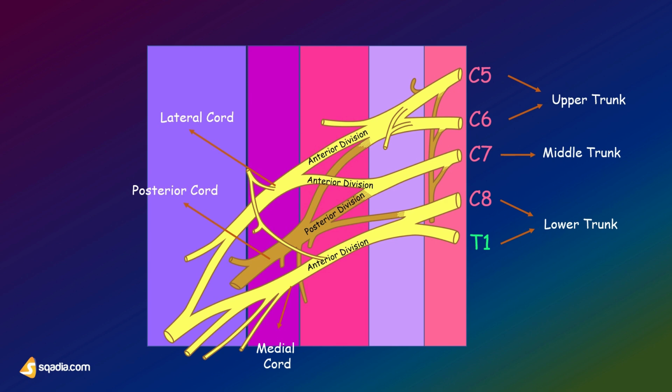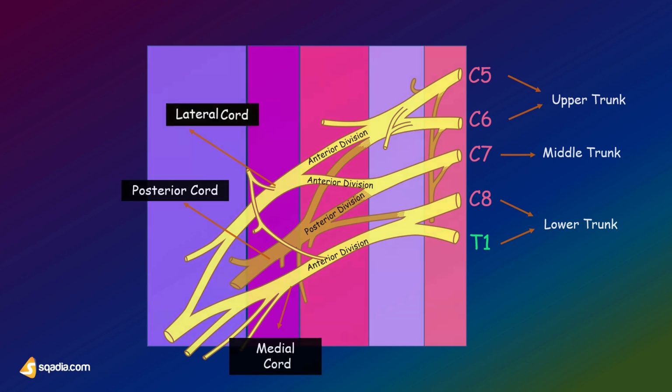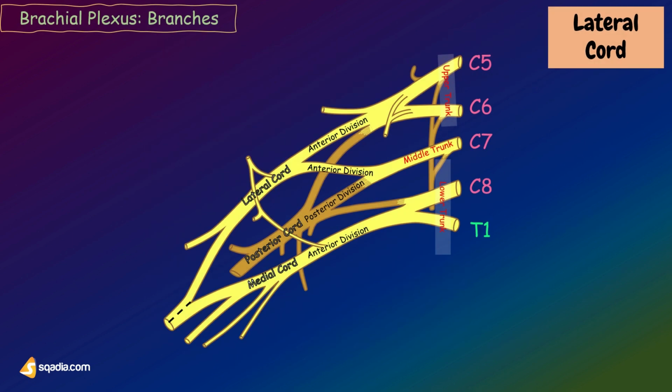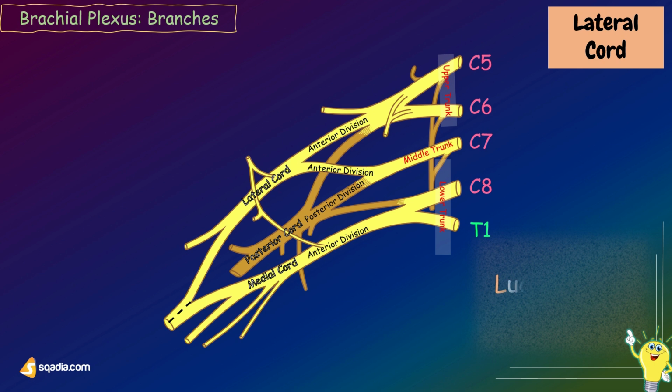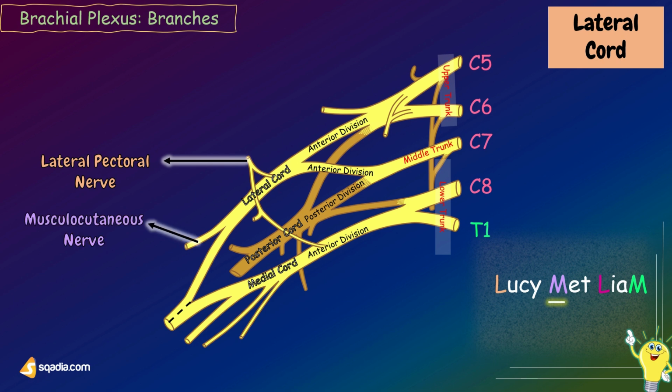Now let's move on to the branches that arise from the cords of the brachial plexus. From the three cords of brachial plexus, several nerves branch off. We will look at them one by one and memorize them with the help of mnemonics. Starting with the lateral cord. The mnemonic that we can use here is Lucy Met Liam, where the L is for lateral pectoral nerve, M is for musculocutaneous nerve, and L and M is for the lateral root of median nerve.